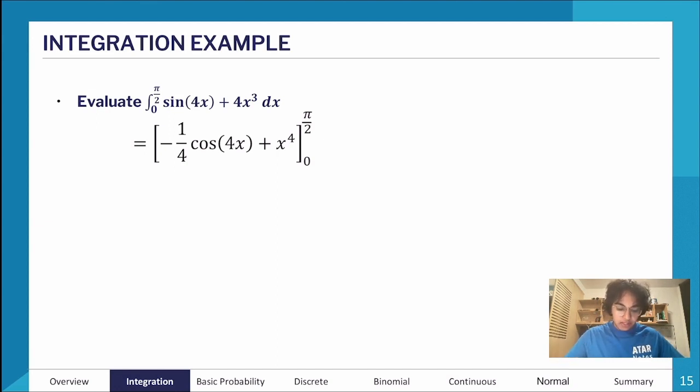So if we integrate sine 4x, we get negative 1 on 4 cosine 4x. And if we integrate this, we just follow the integrating a polynomial rule. So we add 1 to the power: 3 plus 1 is 4, then divide by 4, and we get this, right? Relatively simple, hopefully. And then after this, now we apply the fundamental theorem of calculus, right?